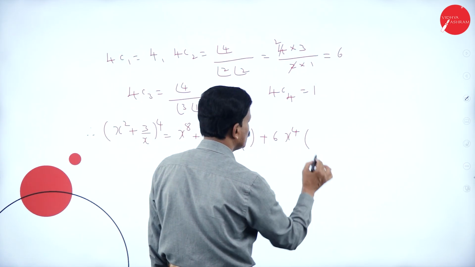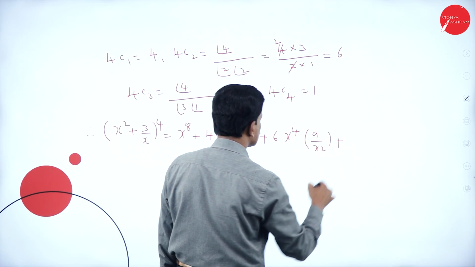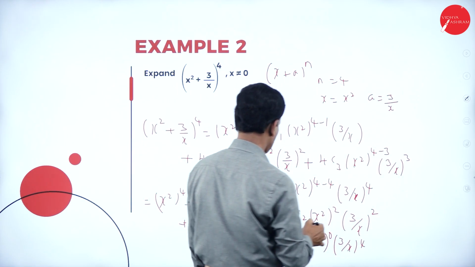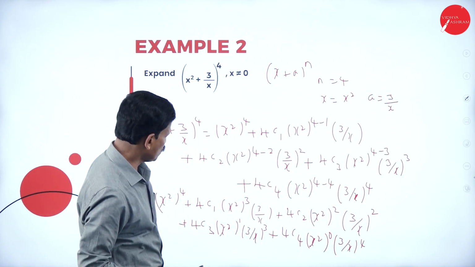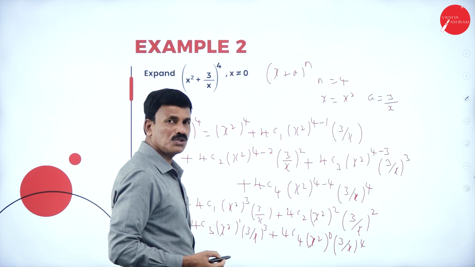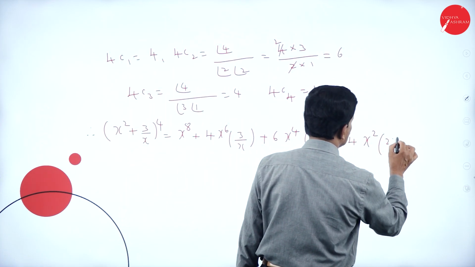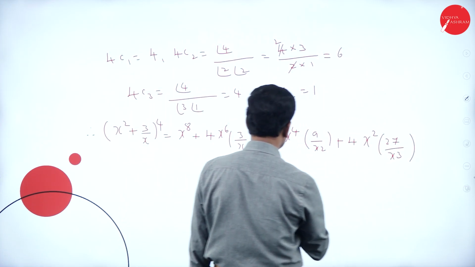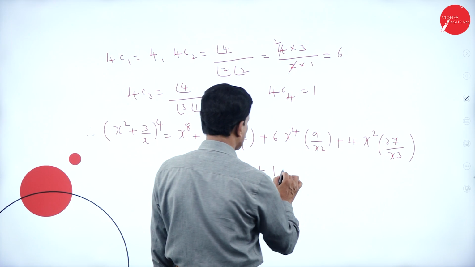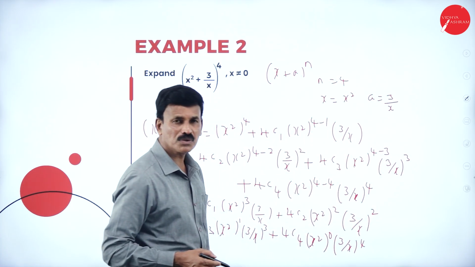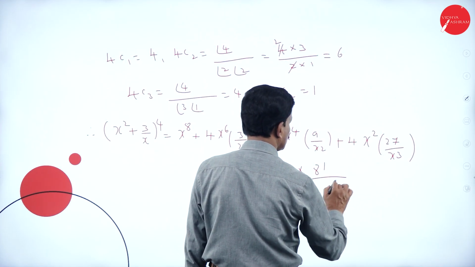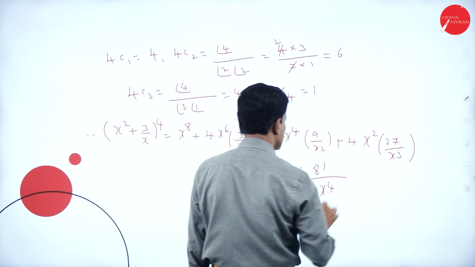plus 4C3 is 4 into x square to the power of 1 is x square, into this is 3 cube by x cube, 3 threes are 9, 3 nines are 27, divided by x cube, plus the last term 4C4 is 1 into x to the power of 0 is 1, again into 3 to the power of 4 by x to the power of 4, that is nothing but 27 into 3 is 81 divided by x to the power of 4. Now simplify this, that's all.